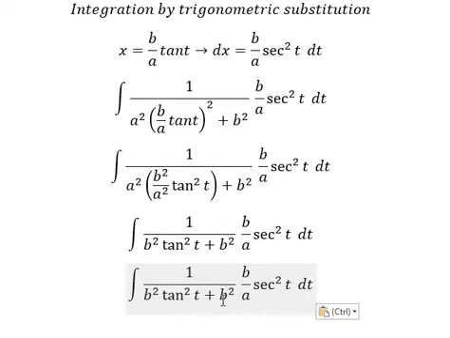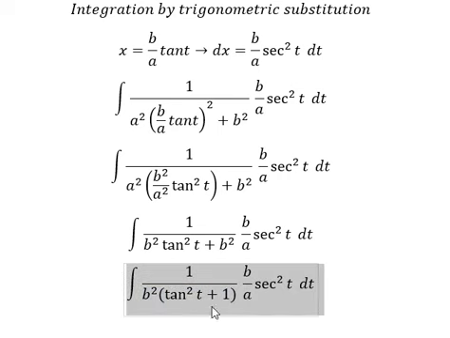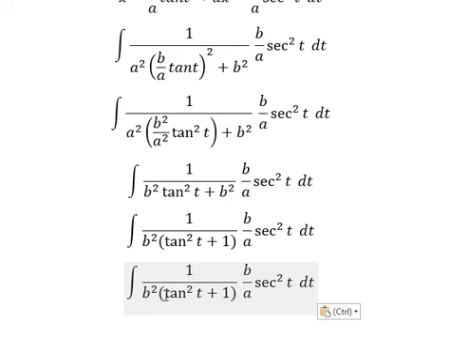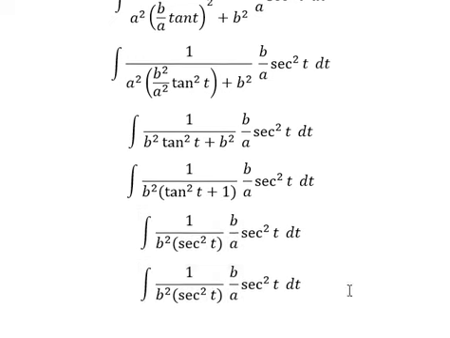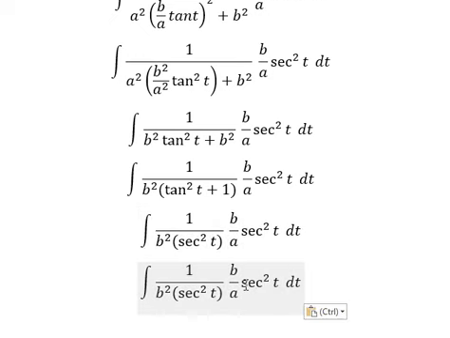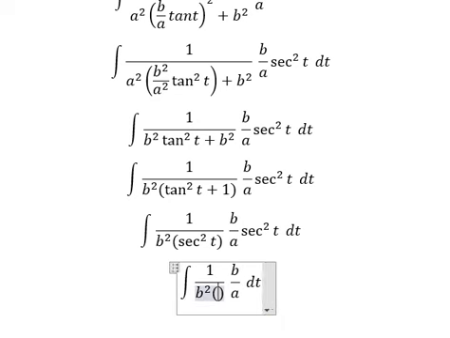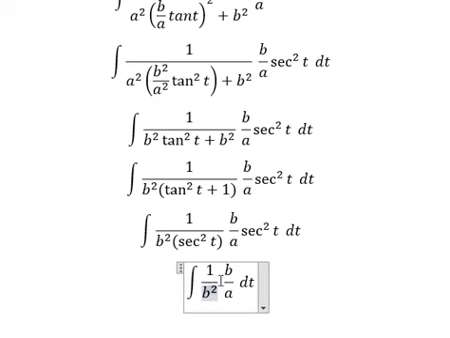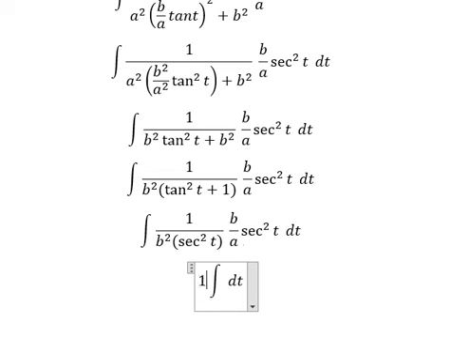So b square, we can do factorization. This one, that is secant of t square. And now we need to simplify secant of t square. b and b we simplify. So we just have only 1 over a b.